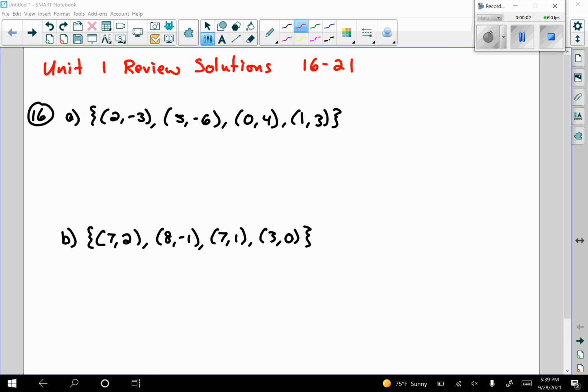And here's the final video solutions for problems 16 to 21 from the Unit 1 review. So for 16, we're asked to determine if the relation defines y as a function of x. So here, we just want to make sure all the x values are different, and they are, so yes, this would be a function. In other words, no 2 points would line up vertically. But for B, if you take a look, the 7s repeat, so those 2 points would line up vertically, not a function.